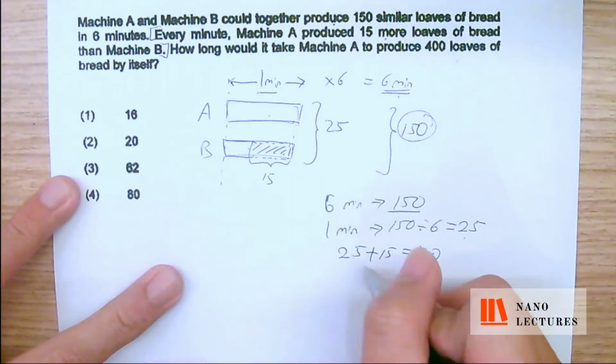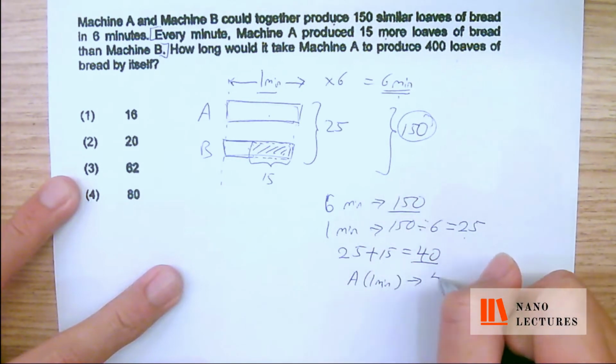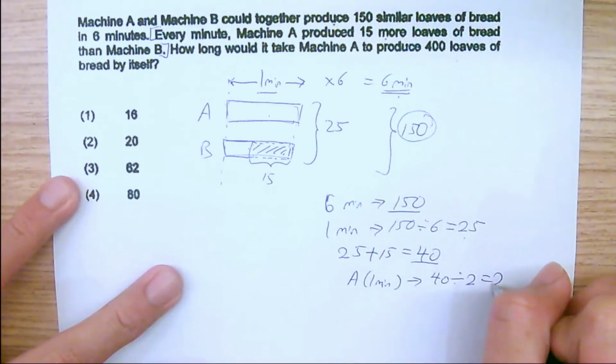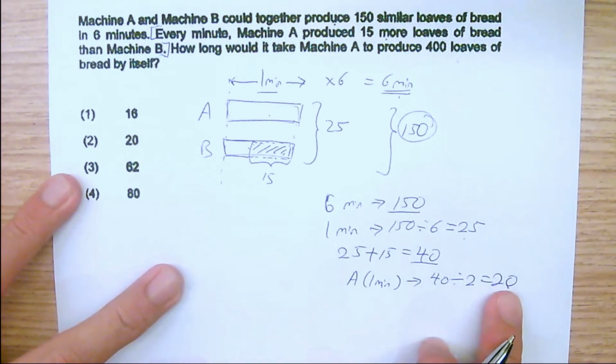So how about 1 bar? A in 1 minute is 1 bar. This would be 40 divided by 2, giving me 20. So it means that my machine A can produce 20 loaves of bread in 1 minute.